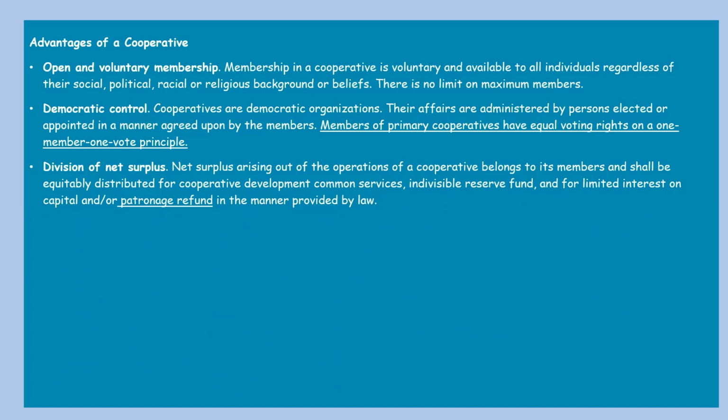The division of net surplus in a cooperative: net surplus arising out of the operations of a cooperative belongs to its members and shall be equitably distributed for cooperative development, common services, indivisible reserve fund, and for limited interest on capital, and or patronage fund in the manner provided by law.